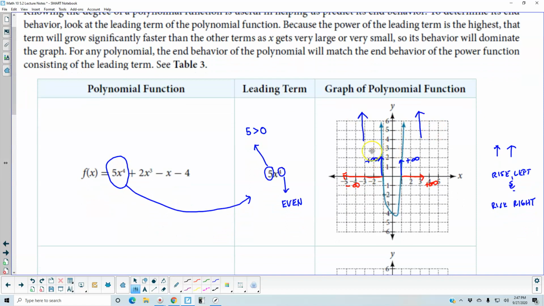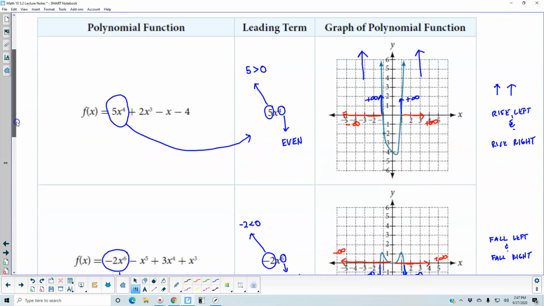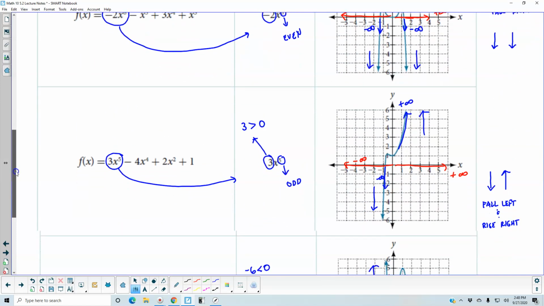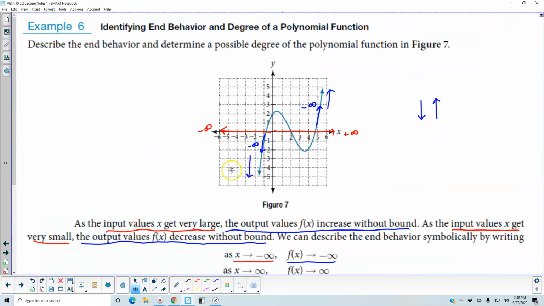So it's not the first one because it's rising on the left and rising on the right. And that's when you have a leading term that is positive and an even power. And it's not the second scenario where it's falling on the left and falling on the right. If we go to the third scenario, it's falling on the left and rising on the right. So if we go back to this question, it's falling on the left and rising on the right.